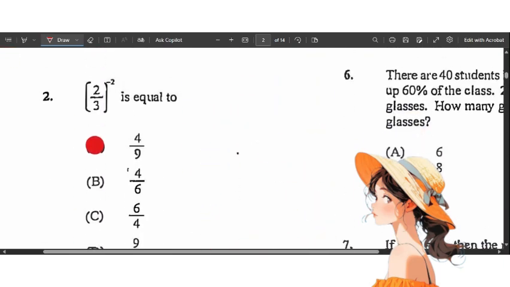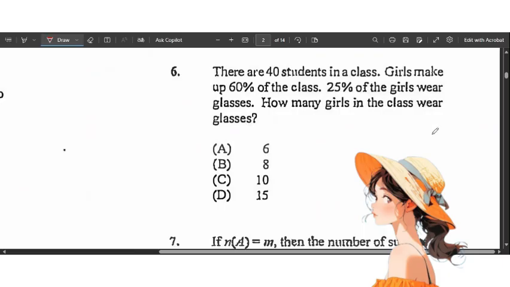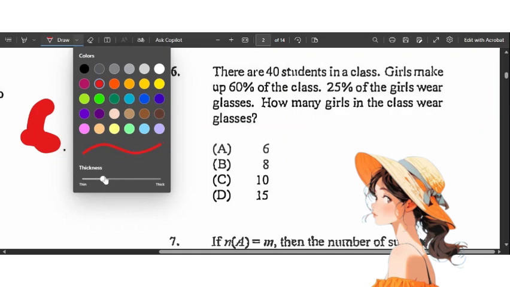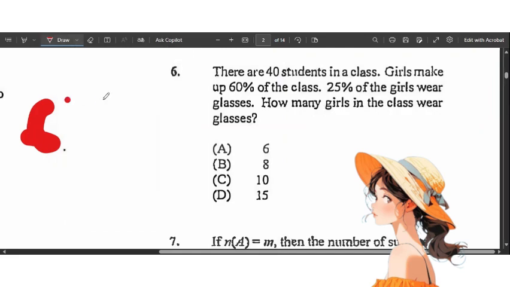And now let us move to 6. There are 40 students in a class. Girls make up 60% of the class, and 25% of the girls wear glasses. How many girls in the class wear glasses? Right, so there's a way you could do this. If 60% of the class is 40, right? That would be the 60 over the 100, right? So you put 60 over 100.